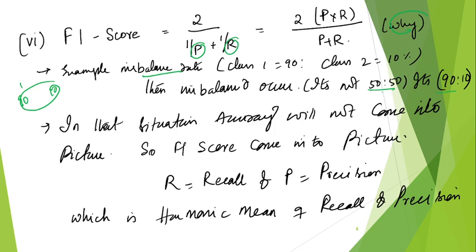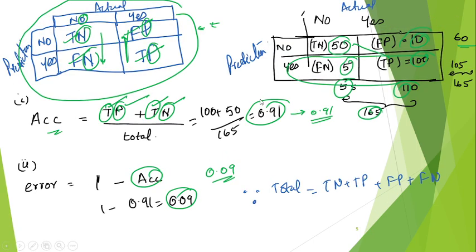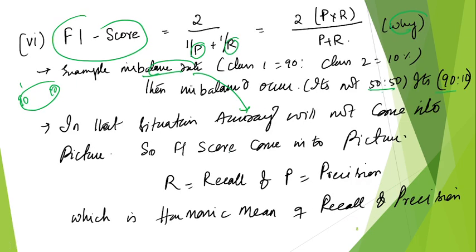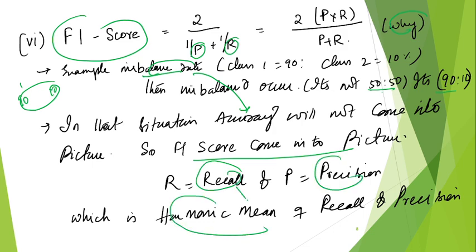So in order to handle that, we multiply and divide precision and recall by 2 to get the F1 score. If there is imbalanced data, we cannot go for accuracy, because accuracy is not reliable there. So we come to the F1 score, which is the harmonic mean of recall and precision.